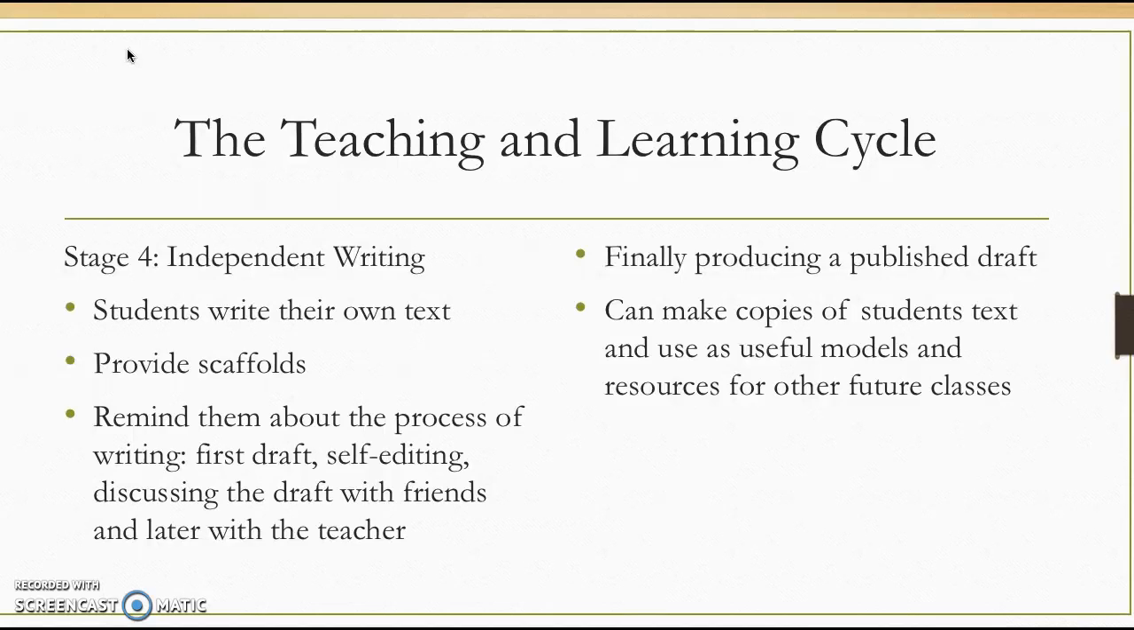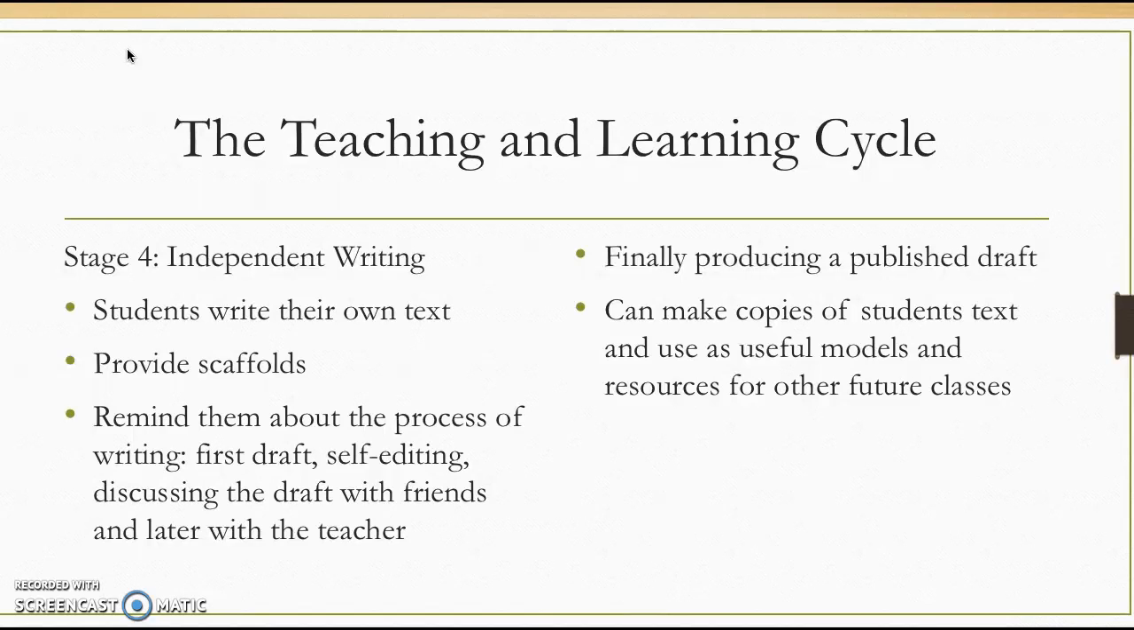And last but not least is stage 4, independent writing. This is an opportunity for students to write their own text now. Of course, we're providing scaffolds, whether that be everything you wrote on the board stays on the board so they can look at it. You remind them about the process of writing: first draft, then self-editing, discussing the draft with friends, and later with the teacher. So we're reinforcing the idea of the process that they have to go through as they write their paper, and then finally producing a published draft.